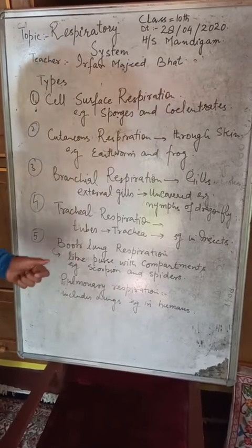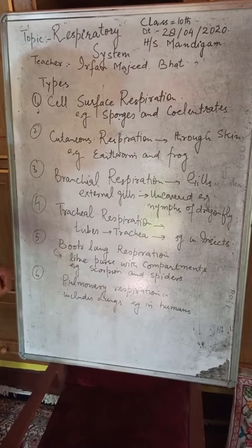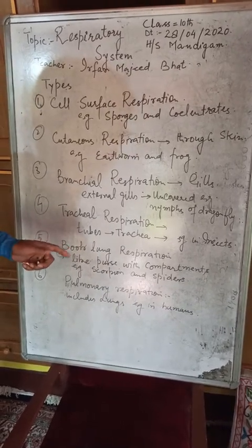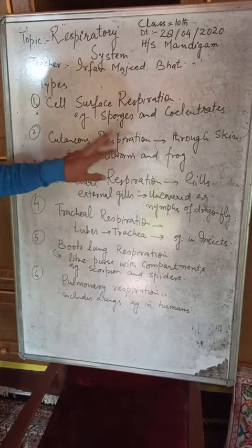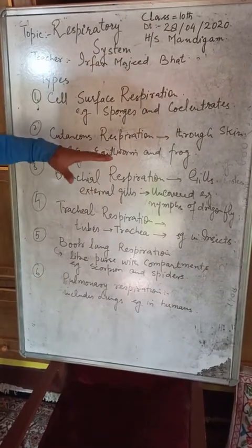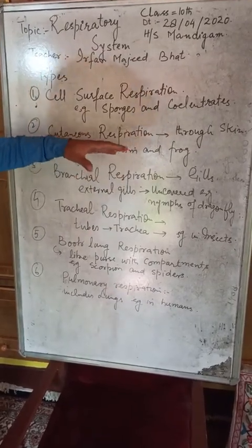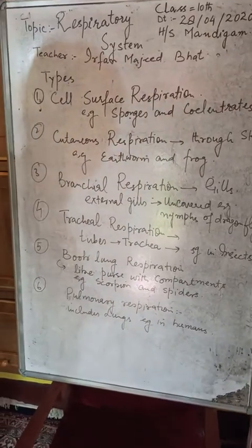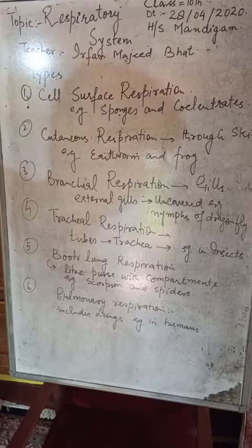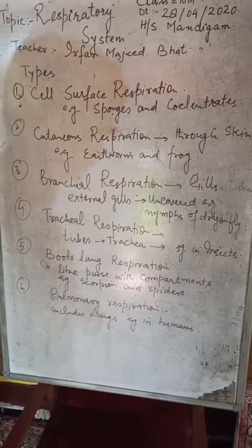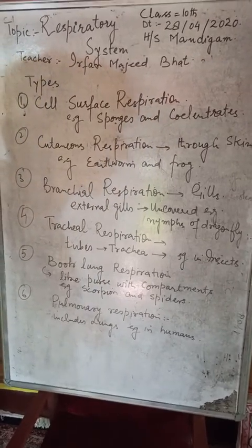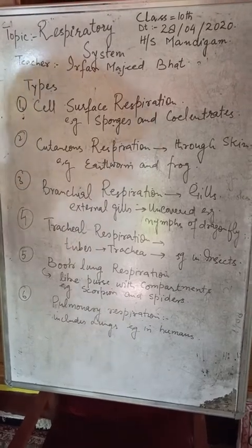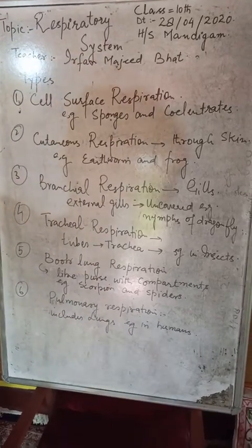Here it is an interesting point to know that when the frog goes into hibernation, the only type of respiration that the frog carries out is cutaneous respiration. It means that the exchange of gases takes place only through the skin. Then there is a third type of respiration, which is called the branchial respiration. Branchial respiration takes place especially in those animals which have gills. Gills can be external gills, which are uncovered, and internal gills, which are the covered gills.